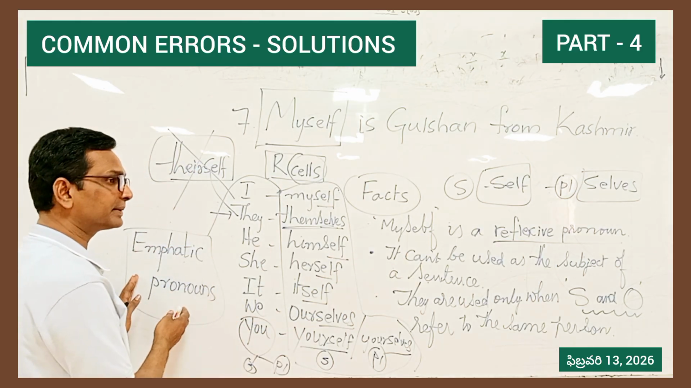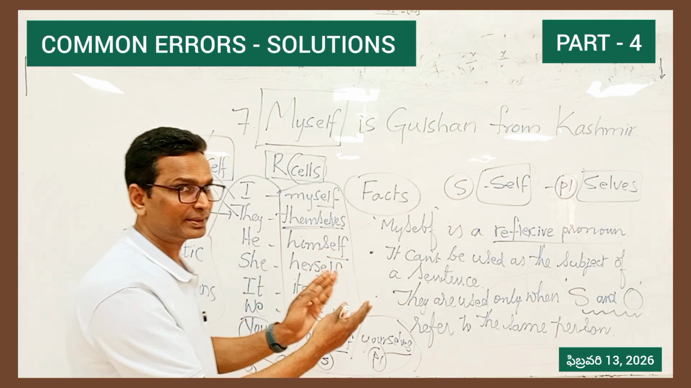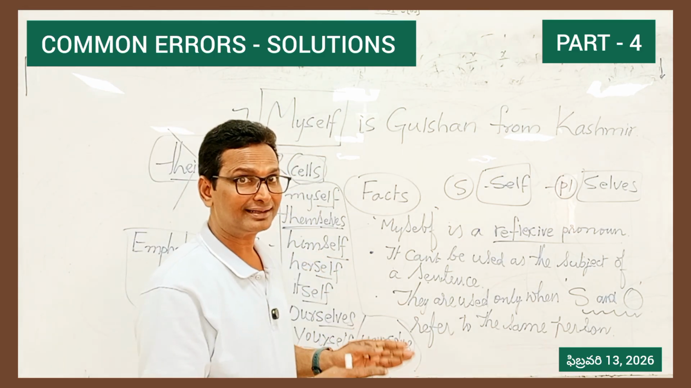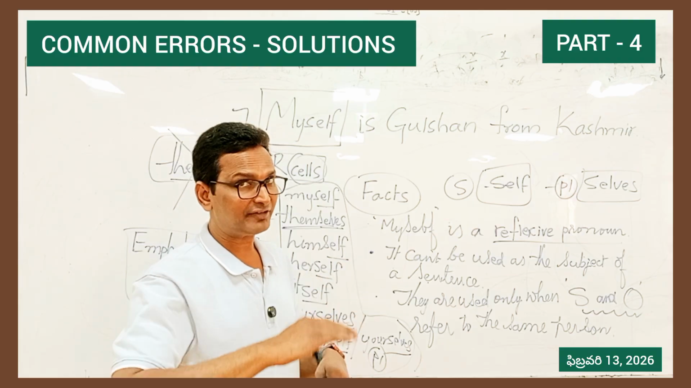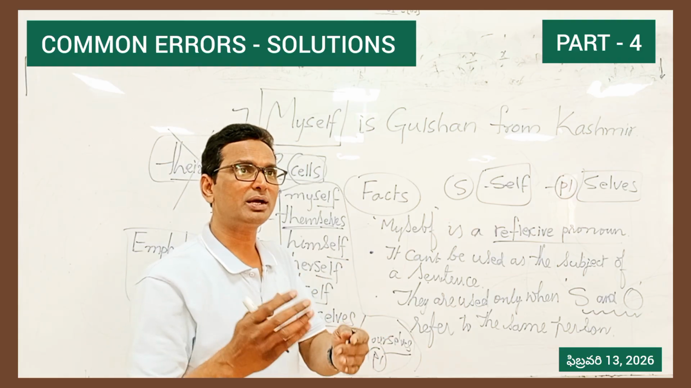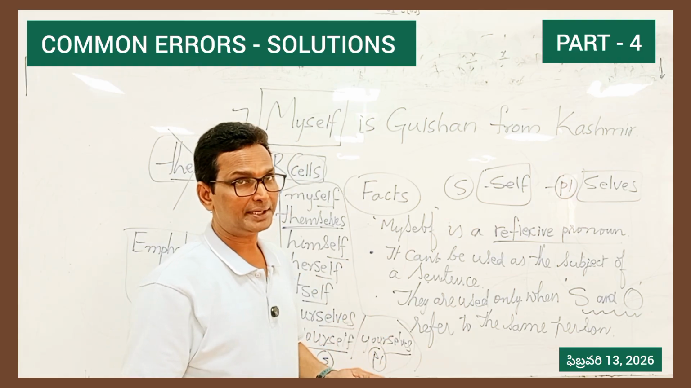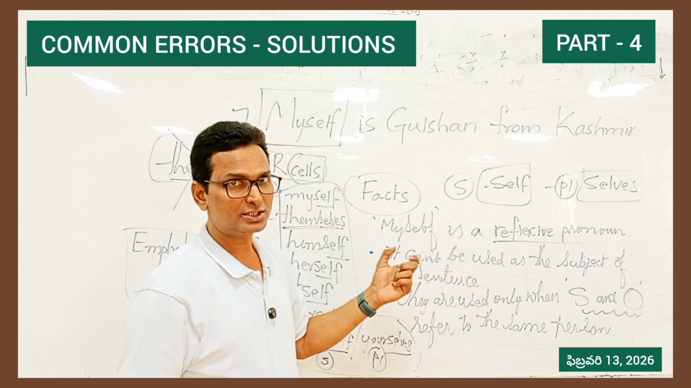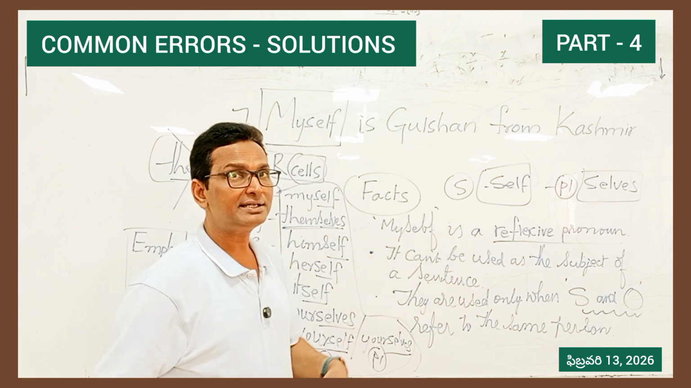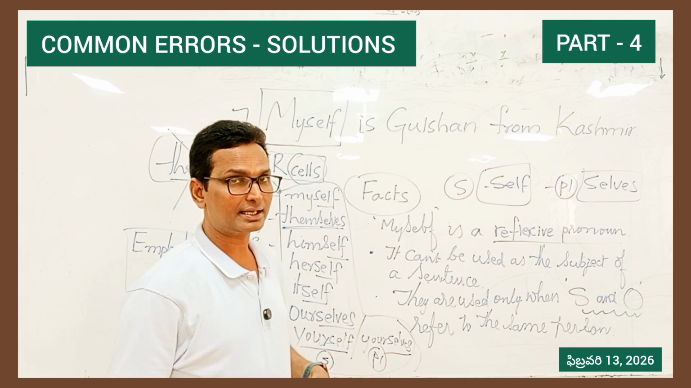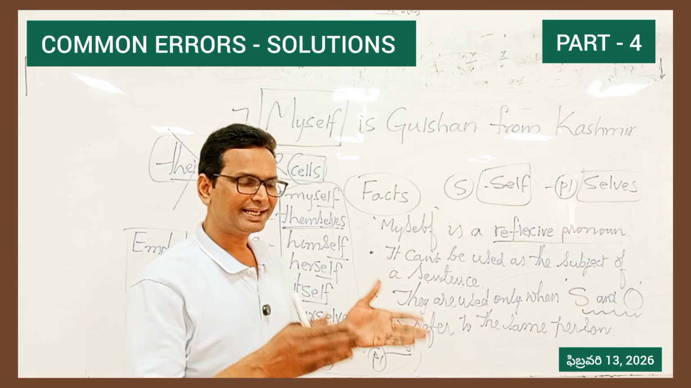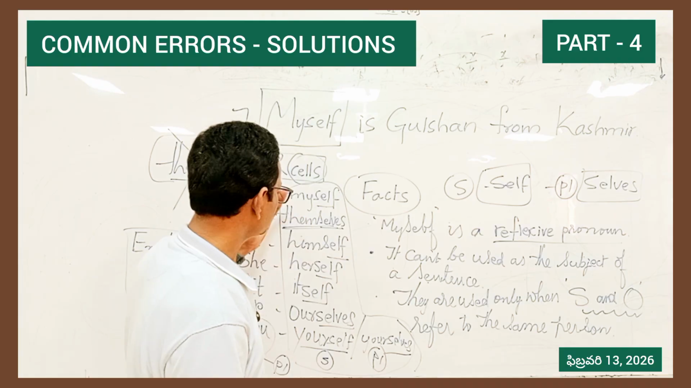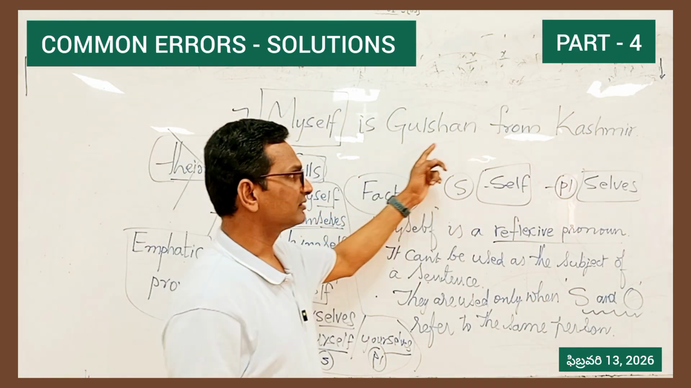Why are they called emphatic pronouns? Why are they called reflexive pronouns? That is not the major point under discussion today. I would explain the difference between emphatic pronouns and reflexive pronouns, if possible, during your leisure time. Please refer to these two words, Google them. You would identify the theory and best examples, write them down in your book. That would help you boost your English knowledge. Good. Now, "Myself is Gulshan from Kashmir."